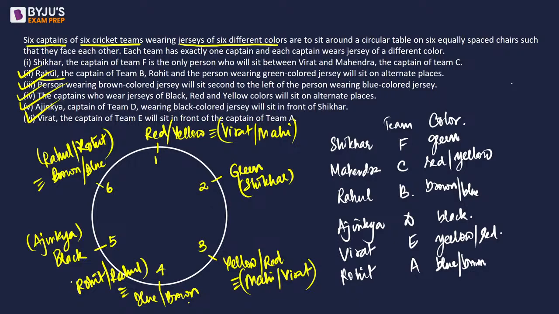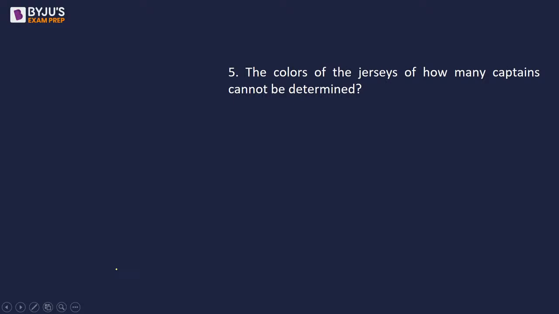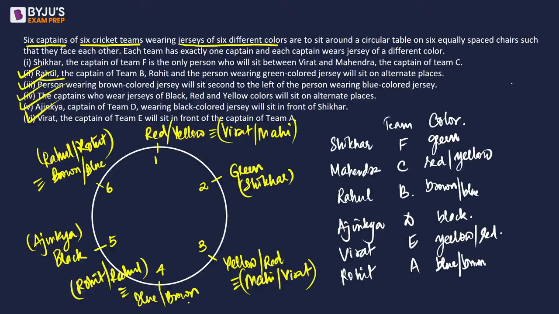Let's not make all the 4 cases possible or the 8 cases possible. Let's leave it as such. Let's read the question and then try to solve this. The colors of the jerseys of how many captains cannot be determined, right? So how many such captains are there whose jersey number we cannot tell?